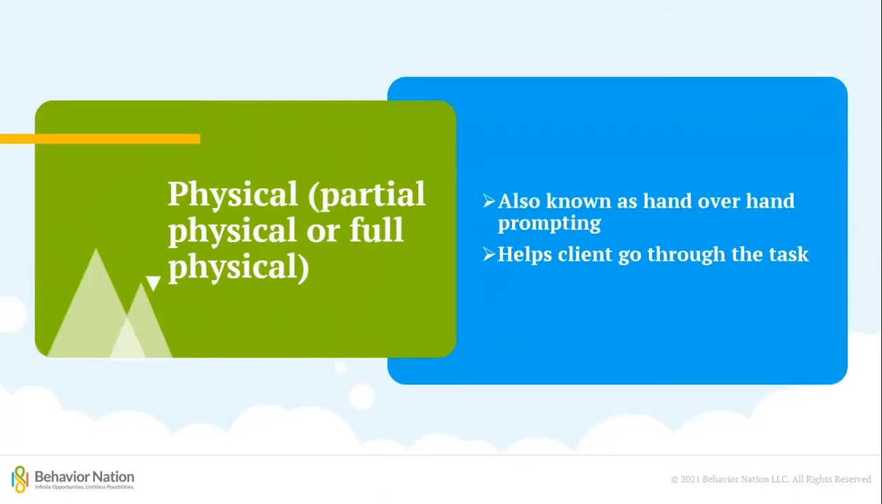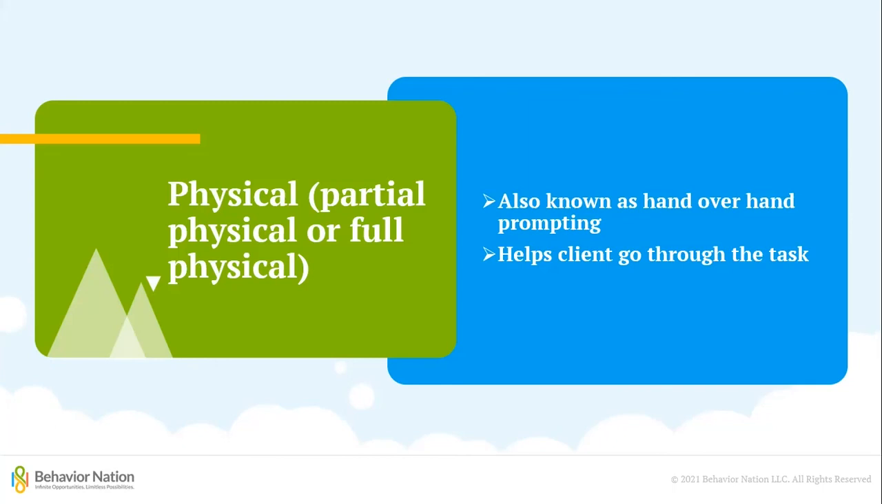Let's move on to physical prompts. Physical prompts are known as hand-over-hand prompting, and they are either partial physical or full physical prompts. For example, for partial physical prompting, a client's elbow is guided to pick up a shoelace, and then the learner would independently tie the rest of their shoes. For a full physical prompt, a client's hands would be guided through all the steps of tying their shoes.